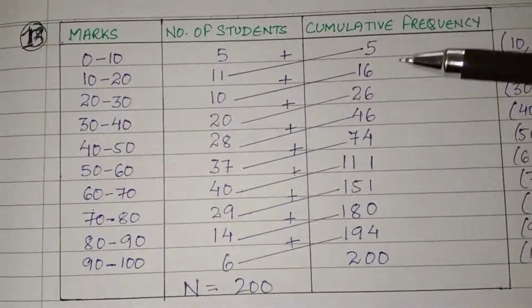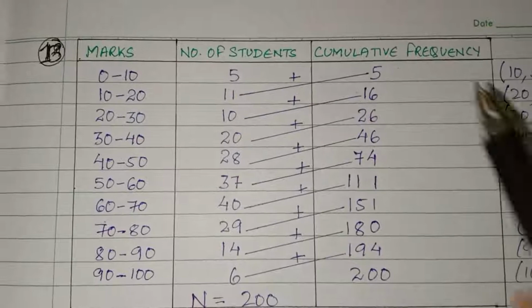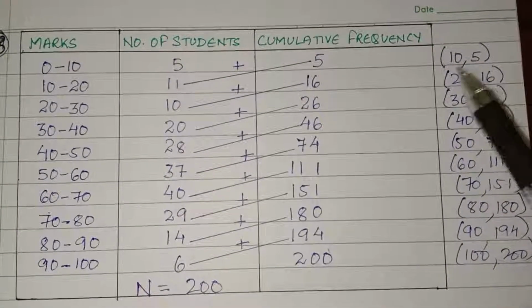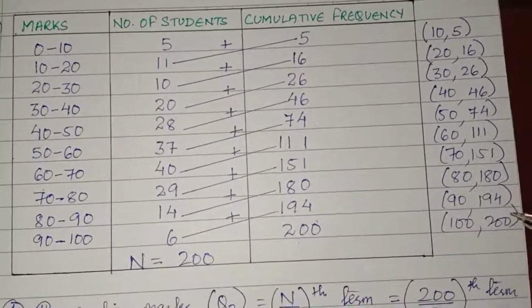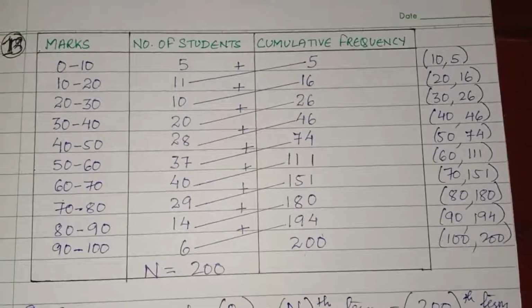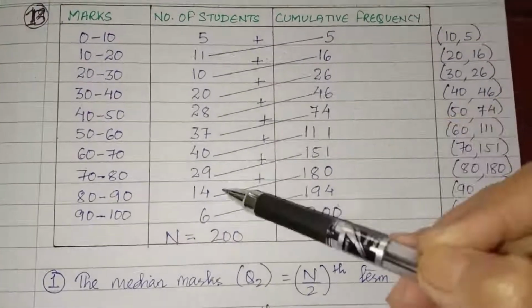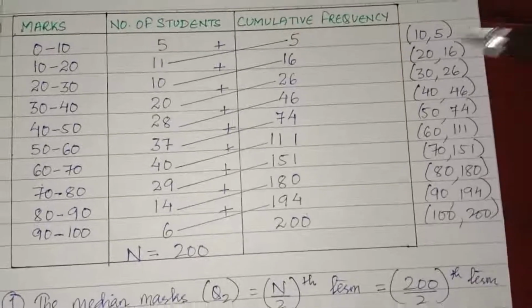You just copy, you draw, you have to add one column for cumulative frequency and you have to find the cumulative frequency. After finding the cumulative frequency, you write your upper limit and cumulative frequency here, so that it will be easy for you to plot the points. Then capital N is 200. This is 200 total. First one is the median mark. So let's plot the points first.